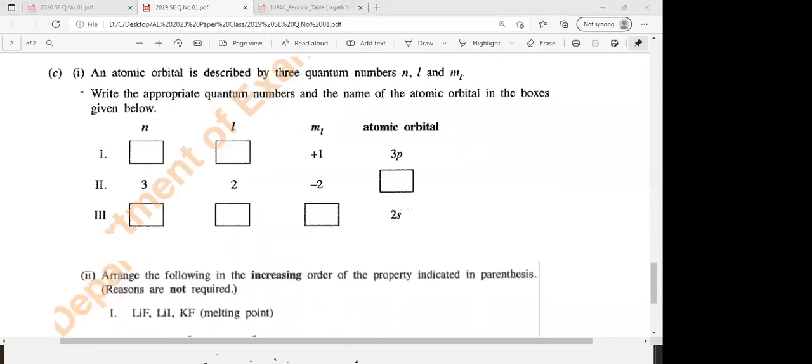Part C is from quantum numbers. An atomic orbital is described by 3 quantum numbers, n, l, and ml, right? The principal quantum number, the azimuthal quantum number, the magnetic quantum number, and the spin quantum number. Assign appropriate quantum numbers to the name of the atomic orbitals in the boxes given below. Here 3p is given. If it is 3p, you can easily get the principal quantum number. You can post the answer on chat for the first 2 blanks.